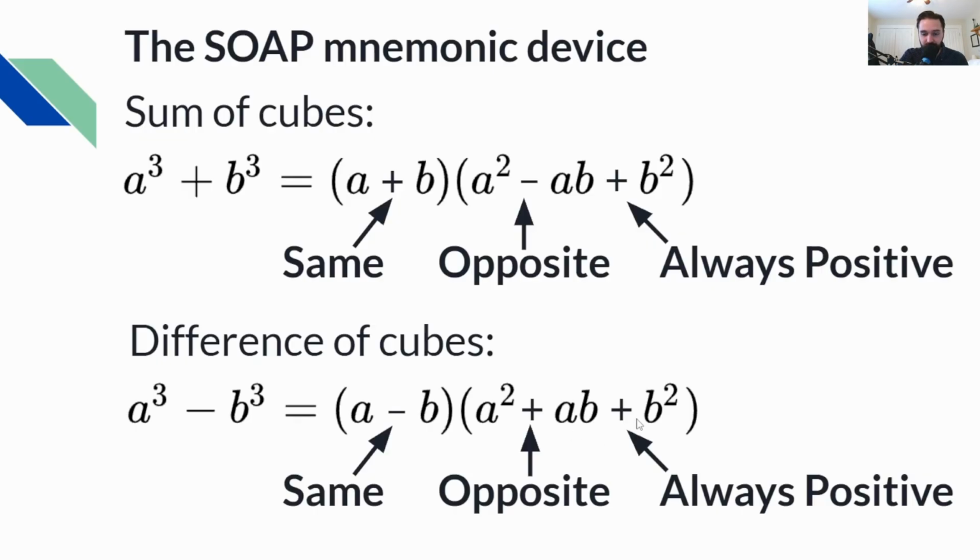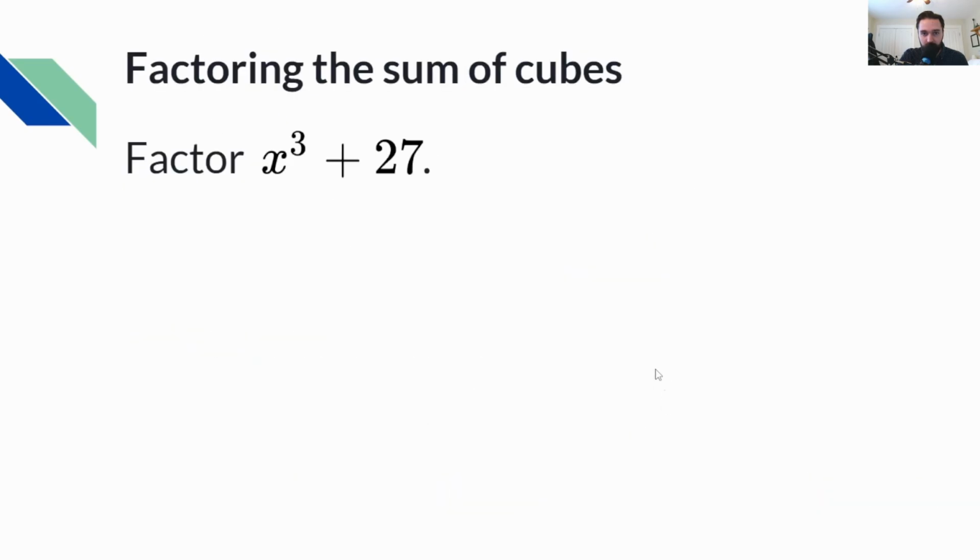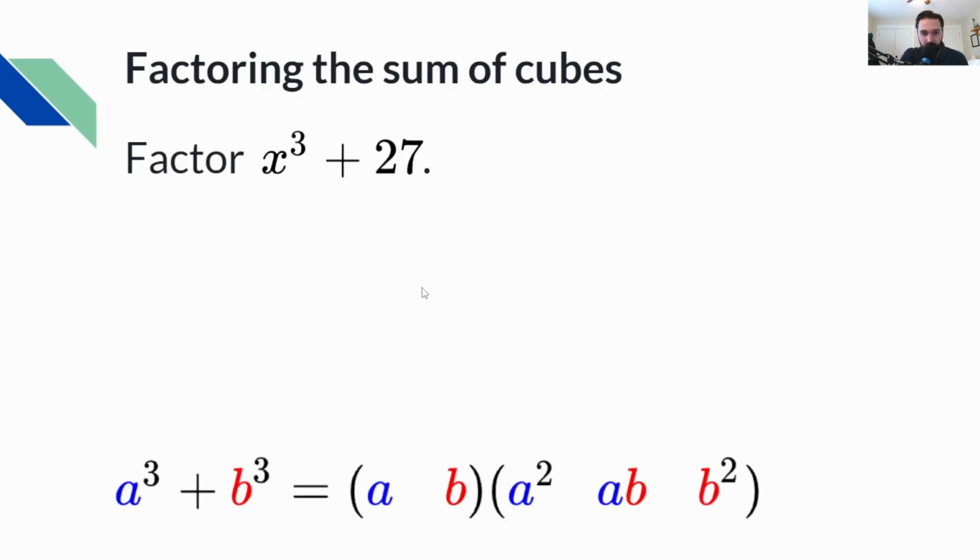Okay, so let's try an example. Here we're asked to factor x cubed plus 27. This looks like the sum of cubes to me. I suspect that this is the sum of cubes, so I'm going to use this formula. This is incomplete. This is all I remember how to do. I only know how to arrange the variables.